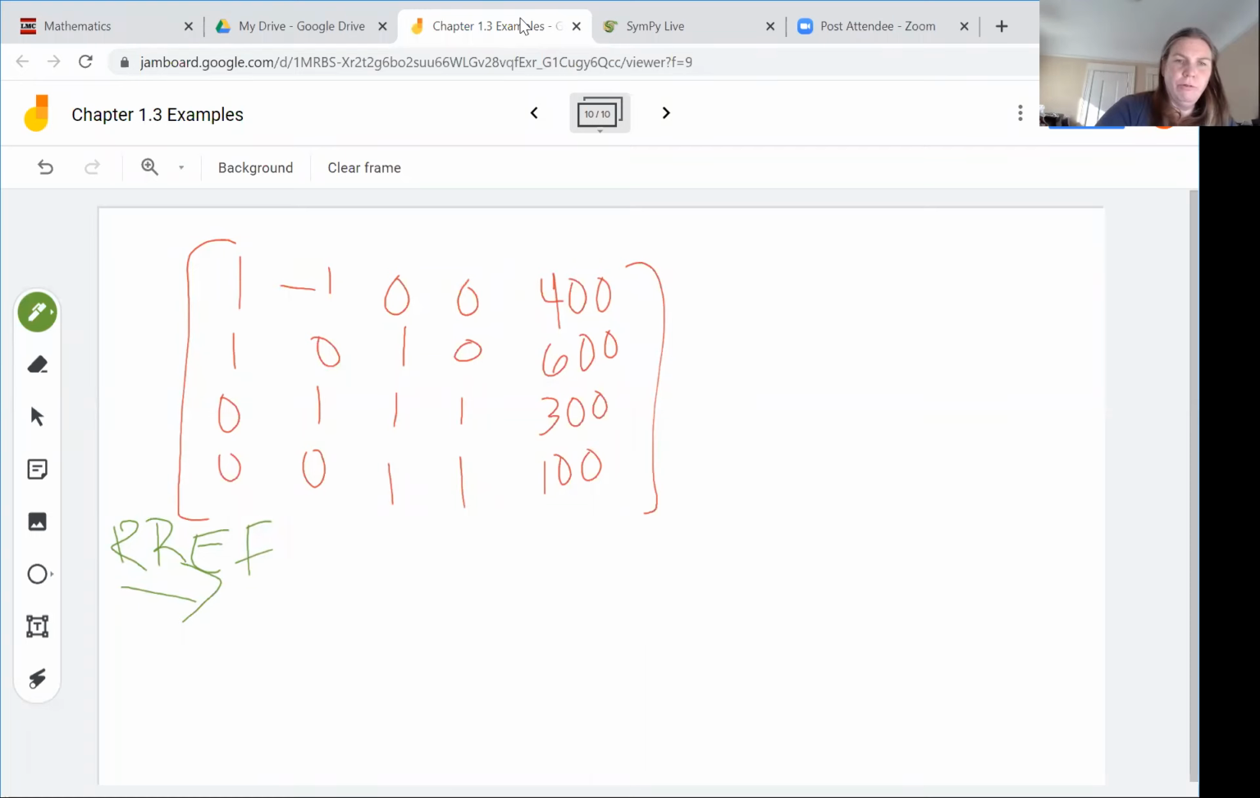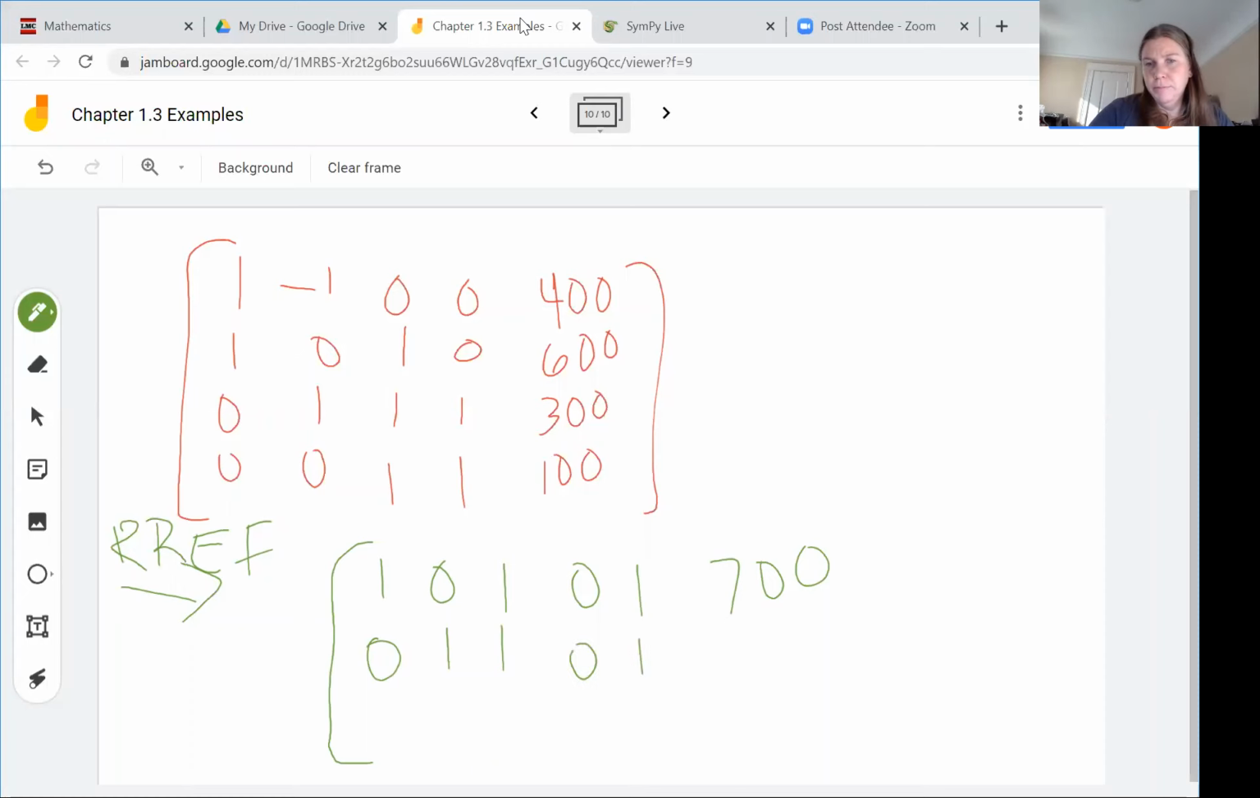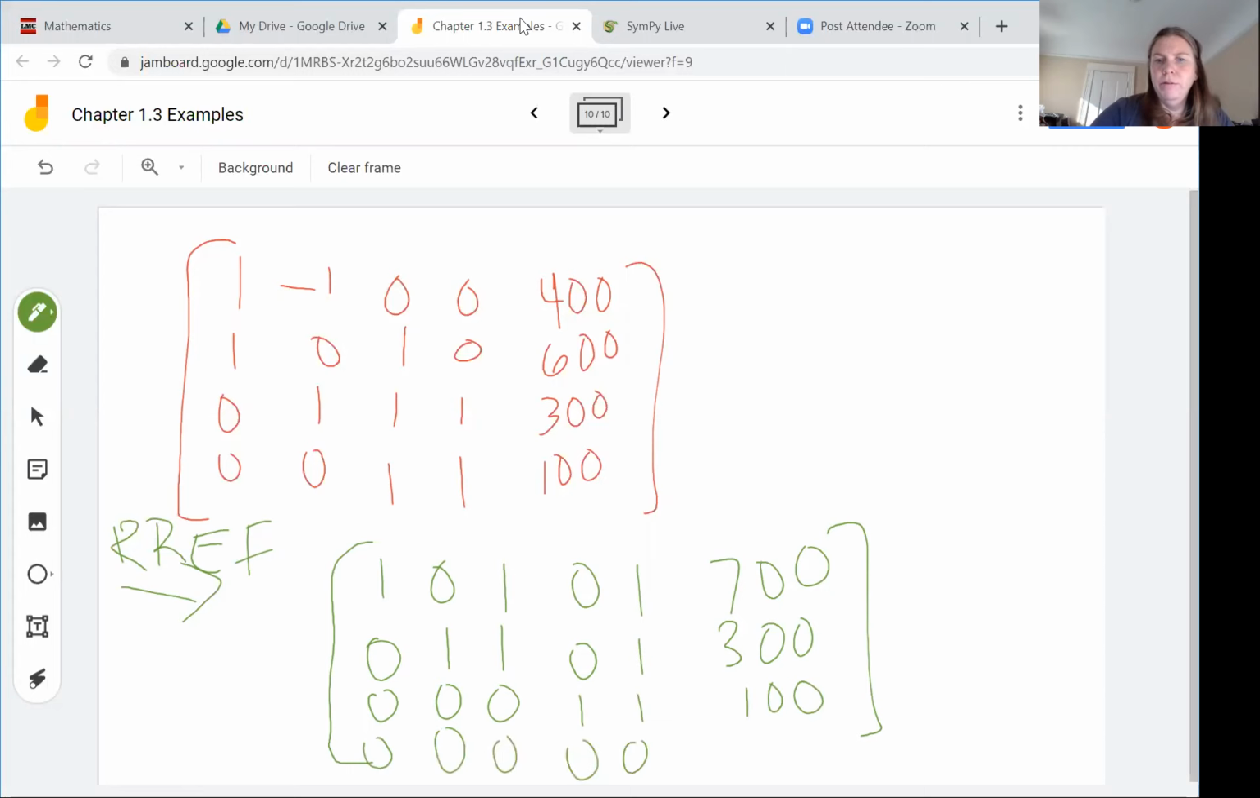So our reduced row echelon form matrix is here. 1, 0, 1, 0, 1, 700. And then we've got 0, 1, 1, 0, 1, 300. Then we've got 0, 0, 0, 1, 1, 100. And then that last row is all zeros.